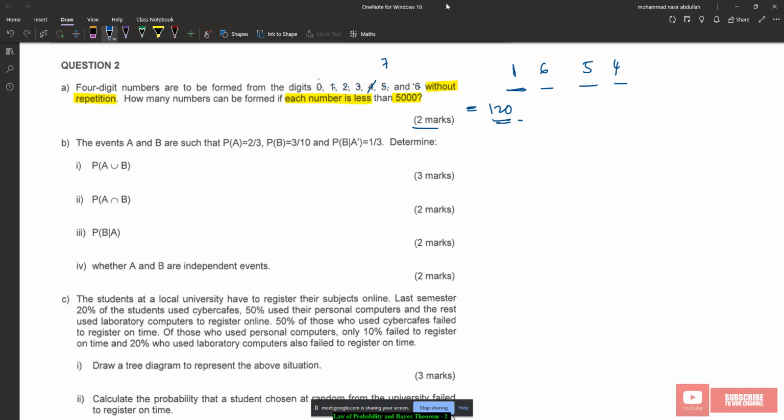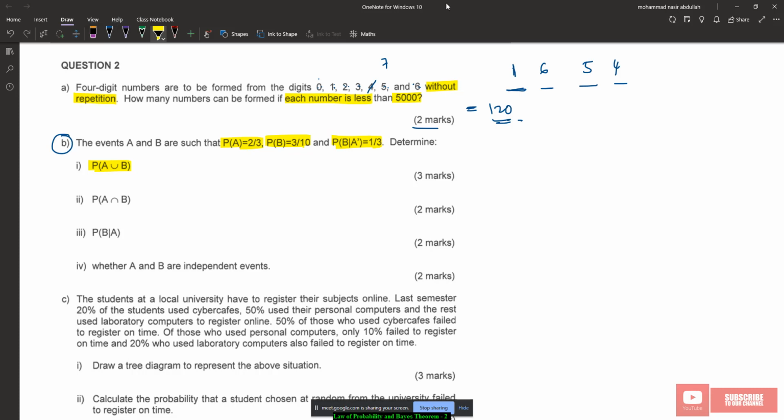Right. Now let's look at B. This is a question to recap whatever we have learned today. So we have probability of A is equal to 2/3, probability of B is equal to 3/10, and probability of B given A complement is equal to 1/3. So we want to find probability of A union B.